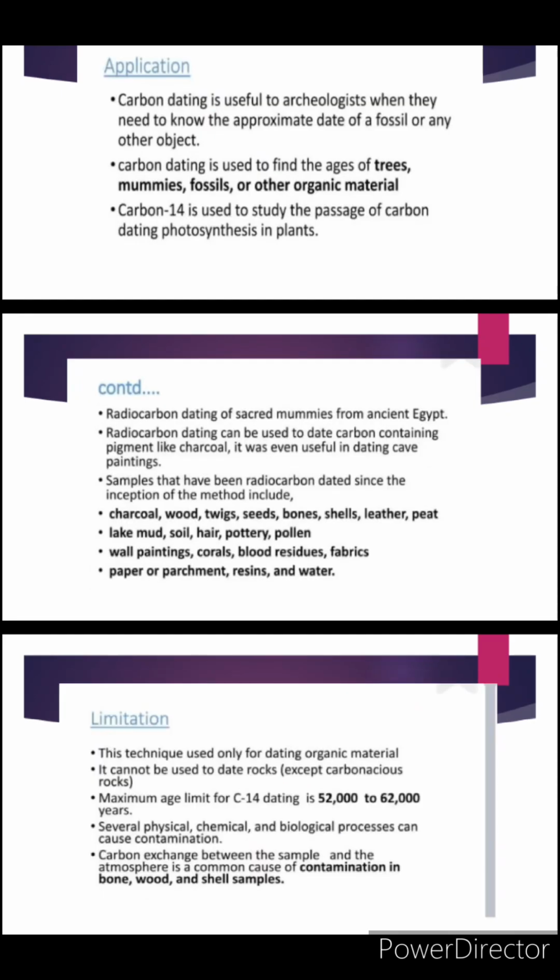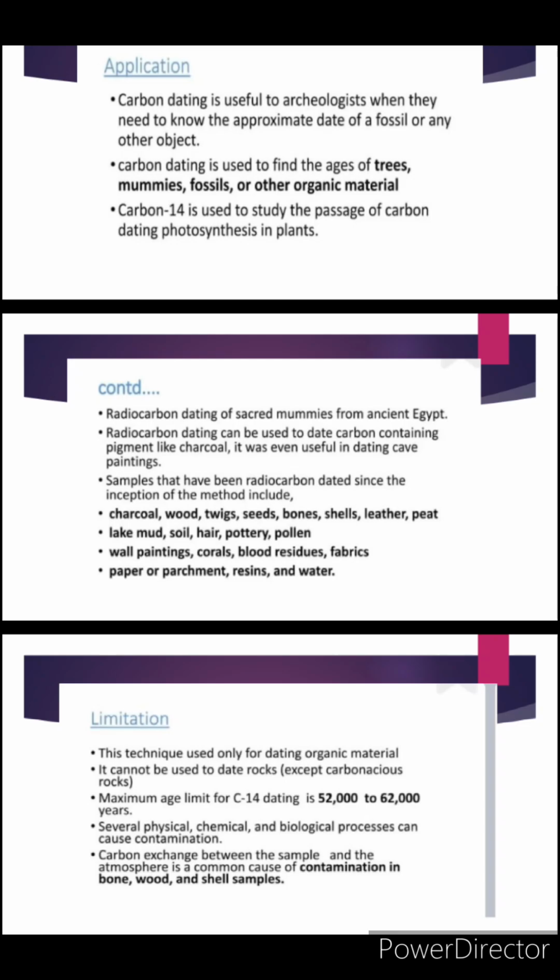Now we look at the applications of the carbon dating method. Carbon dating is used by archaeologists when they need to know the approximate date of fossils or any other object, meaning an organic material. Carbon dating is used to find the age of trees, mammals, fossils or other organic material. Carbon 14 is used to study the passage of carbon in photosynthesis in plants. Radiocarbon dating is used on mummies from ancient Egypt. Charcoal, wood, twigs, seeds, bones, shells, leather, peat, lake mud, soil, hair, pottery, pollen, etc. can also be dated through this method.